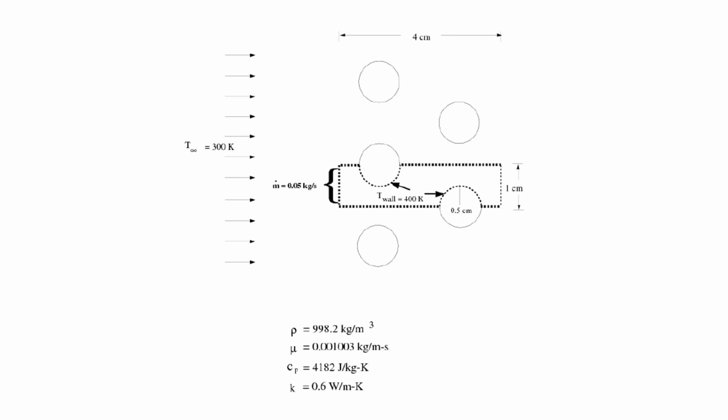The computational domain, shown in the image you're currently viewing, represents a single periodic module of the full geometry. We'll apply the following boundary conditions. A mass flow rate of 0.05 kilograms per second is applied to the inlet boundary of this periodic module. The temperature of the tube wall is set to 400 K. The bulk temperature of the crossflow water is 300 K. All fluid properties used in this simulation are based on standard water properties, as shown in the same image.